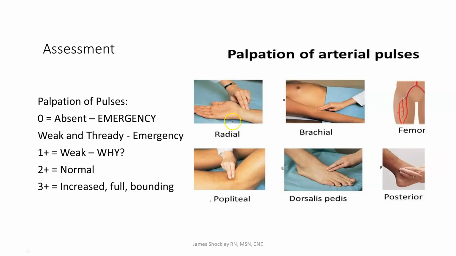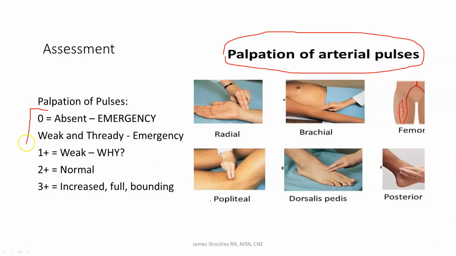So again, this is just a different diagram or image of places to palpate on a client. So radial, brachial, femoral, popliteal, dorsalis pedis, posterior tibia, and then of course how you're going to document it. These numbers can change. I've seen it go all the way up to 4. It depends on the institution and depends on the charting system. But generally, this is good enough for entry-level nurses.